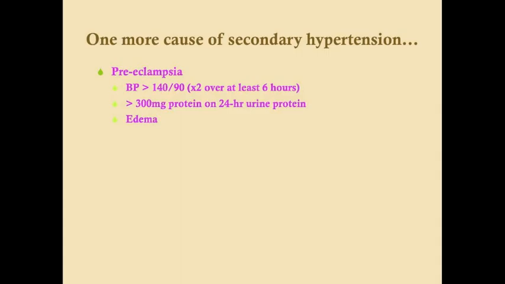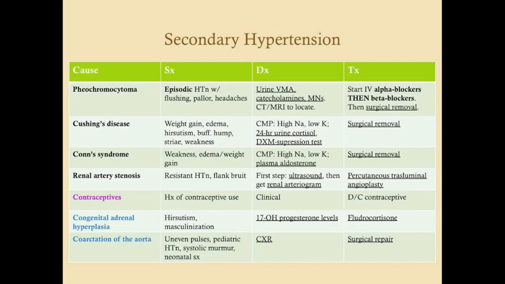So preeclampsia is simply blood pressure greater than 140/90, measured twice over at least 6 hours, a 24-hour urine protein that shows greater than 300 milligrams of protein, and edema. So always keep in mind preeclampsia, in addition to these other causes of secondary hypertension. And that is it.